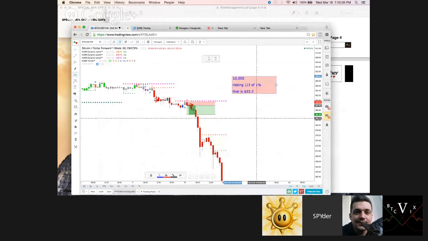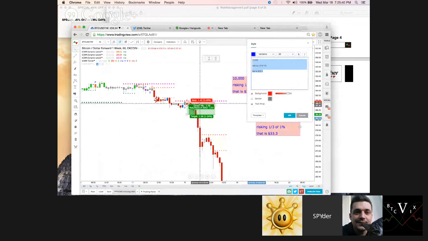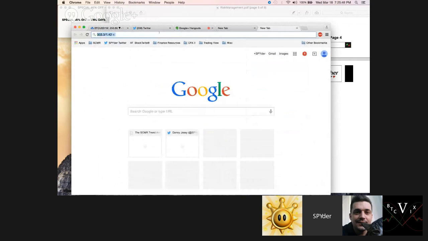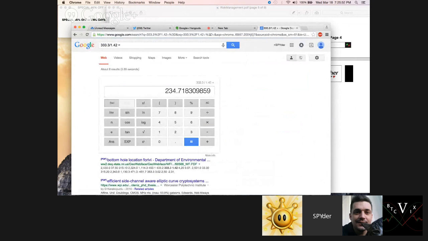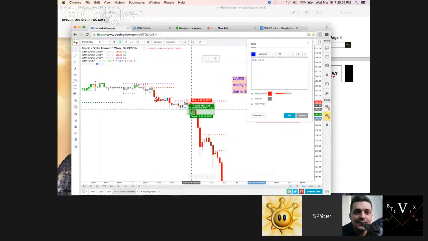So this $33 is the same thing. What's our distance to stop? $1.42. So we go to 33.3 divided by 1.42, and I'm guessing that would just be, right, 23 Bitcoins. So you'd be shorting 23 Bitcoins.